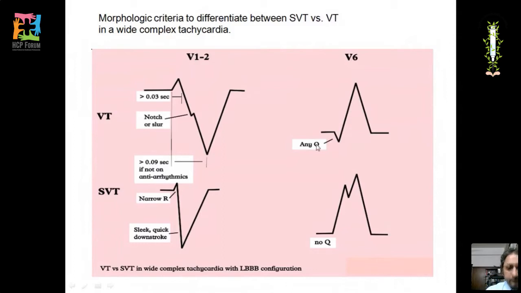And in V6, what we find in ventricular tachycardia, this is a normal thing we find, that is the presence of the Q wave. But in SVT, since it is associated with the LBBB, we do not find any Q wave. And again, I find this M pattern, which confirms the diagnosis of LBBB. And therefore, this is SVT with the aberrant conduction. This is another way you can differentiate between SVT with the aberrant conduction and a ventricular tachycardia.